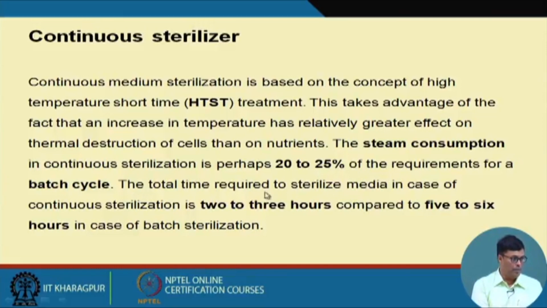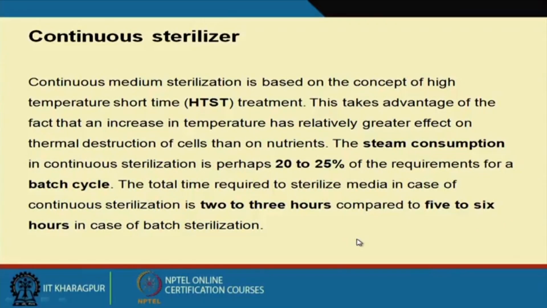The total time required for sterilization in continuous sterilization is 2 to 3 hours, compared to 5 to 6 hours in batch sterilization. So time is a very crucial factor, as you know, in the industry. So the continuous sterilization process is very effective.